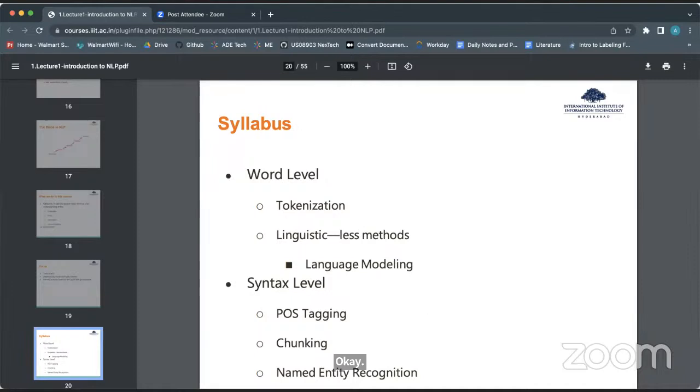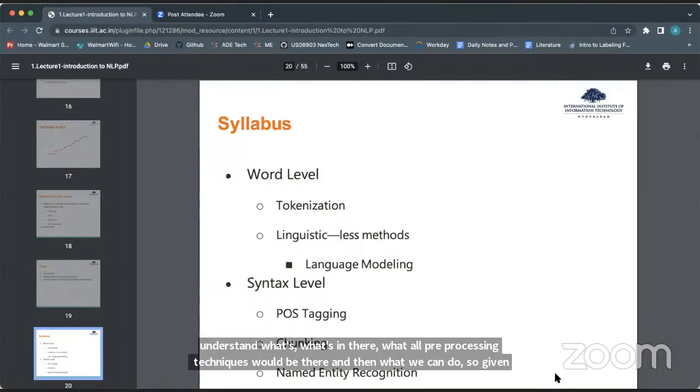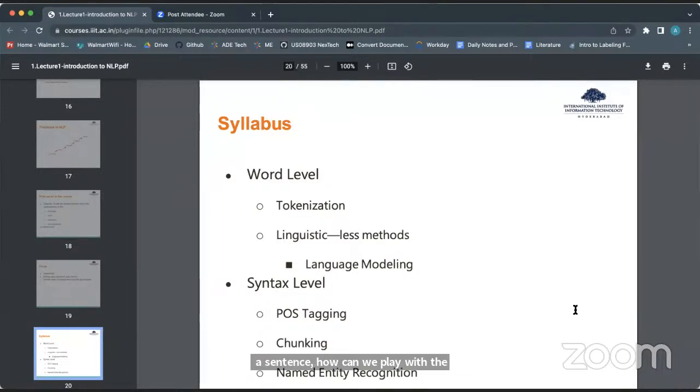So there is NLTK. Maybe you can go through it and understand what preprocessing techniques there are and what we can do. Given a sentence, how can we play with the sentence? That's what it does. So it would be good if you can look on the internet at what's there and what we can do.